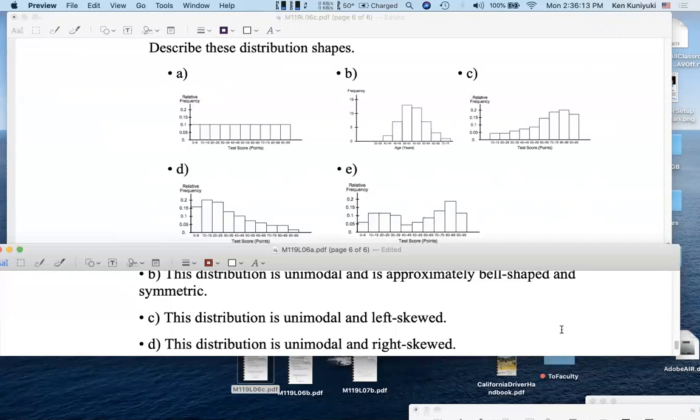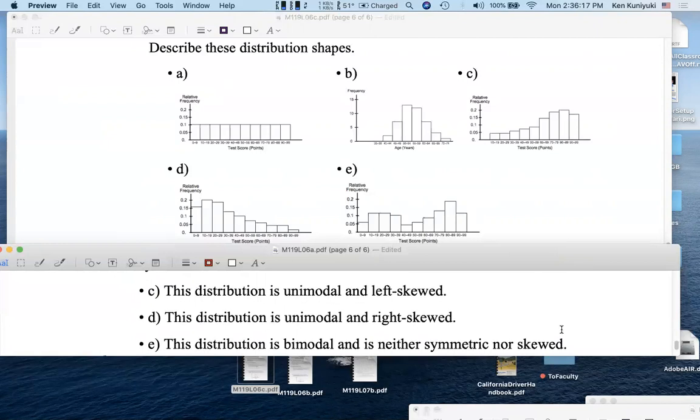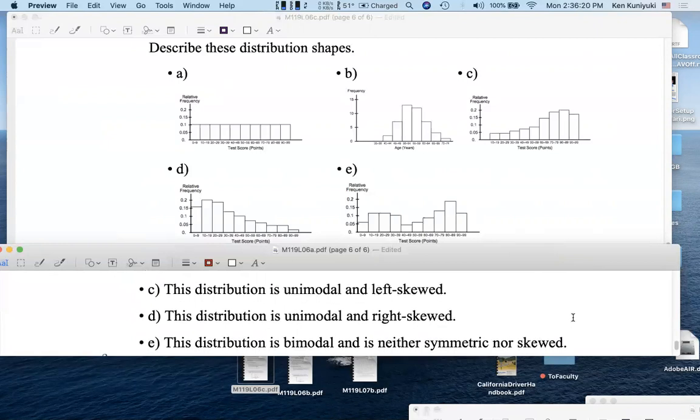How about E? Bimodal and neither symmetric nor skewed. Although in principle, you could have a bimodal symmetric distribution. You could have something like this, for example. That's bimodal and symmetric. But here, this is bimodal and asymmetric.